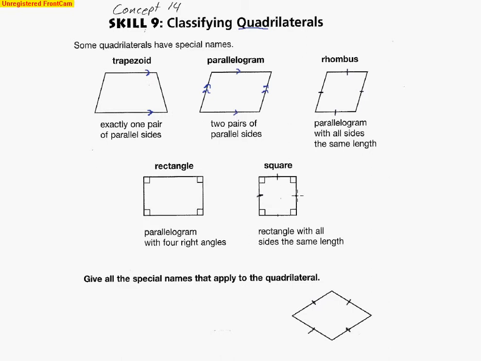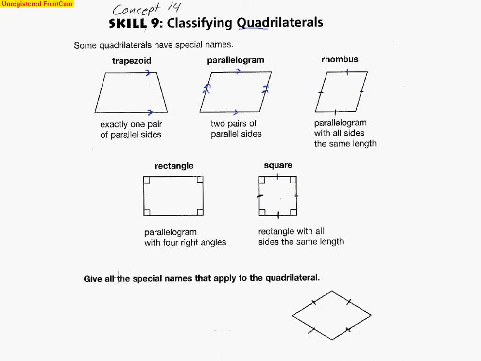So let's take a look at a square. A square has these four markings, which means it's also a rhombus. And it's a special type of rhombus because it has all the angles that are the same. So that means it's also a rectangle. So a square can be a rectangle and a rhombus, and it's also a parallelogram, but it's not a trapezoid. So the square is the most specific type, where it's telling us exactly the angles, and we know all the sides are the same as well.